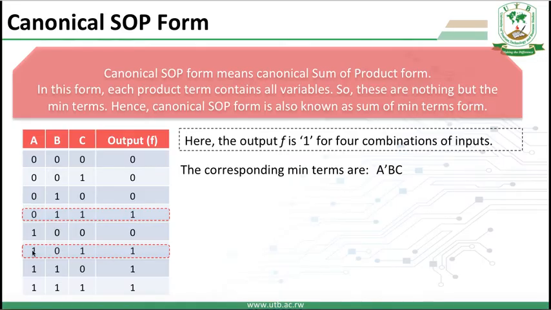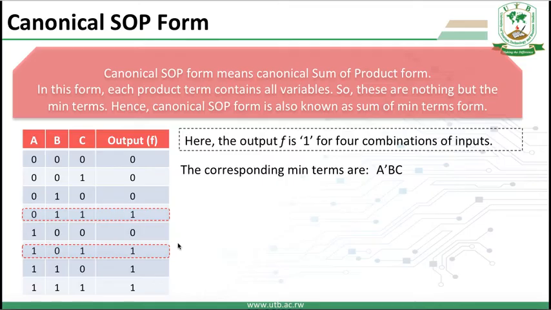Next one is to get output 1, the input should be 1 0 1. For the next one, we are considering only output 1, not 0. So when do we get output 1? When A is 1, B is 0 and C is 1, according to this given truth table.